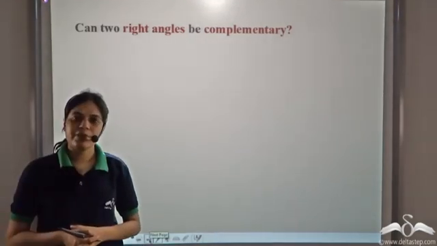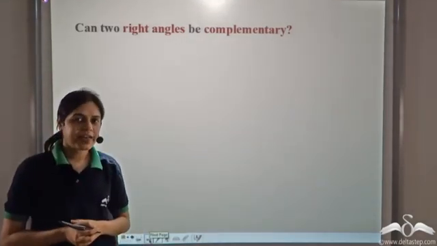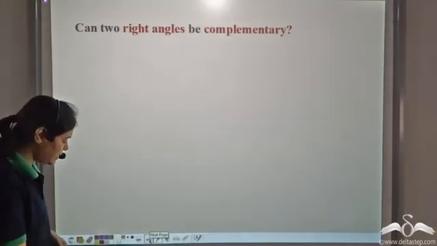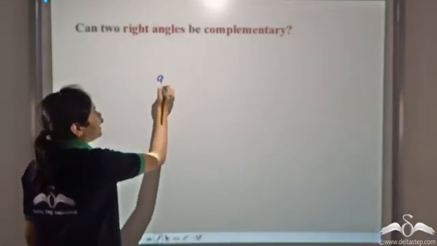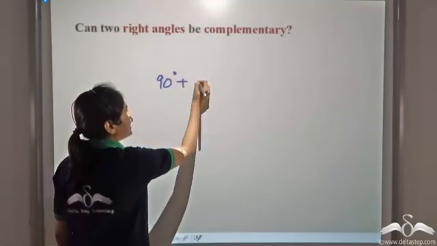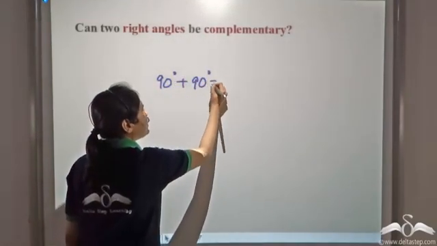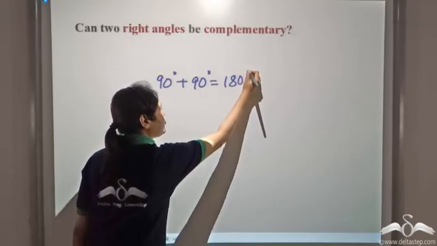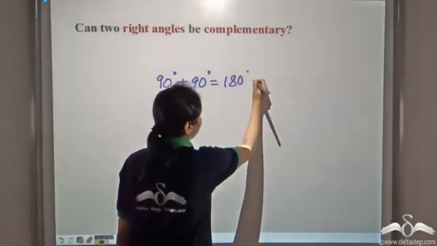Can two right angles be complementary? Right angle is an angle measuring 90 degrees. So 90 degrees plus 90 degrees will be equal to 180 degrees, which is not equal to 90 degrees.